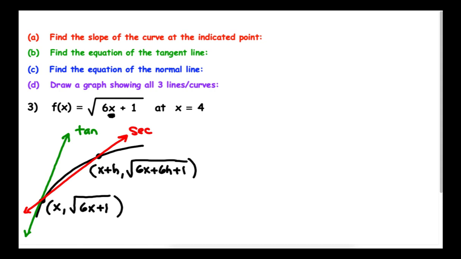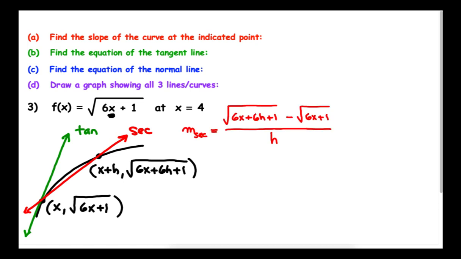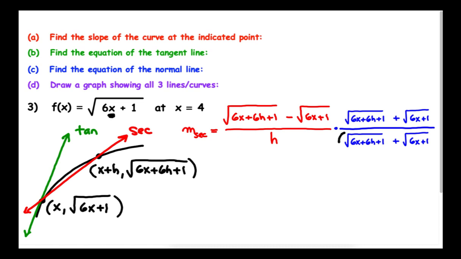And if I do y2 minus y1 over x2 minus x1, I end up with this. And of course, I really can't do much with that. So I have to multiply numerator and denominator by the conjugate of the numerator. So here goes. I'm not going to bother doing this distributive property in the denominator. I will, though, FOIL the numerator.